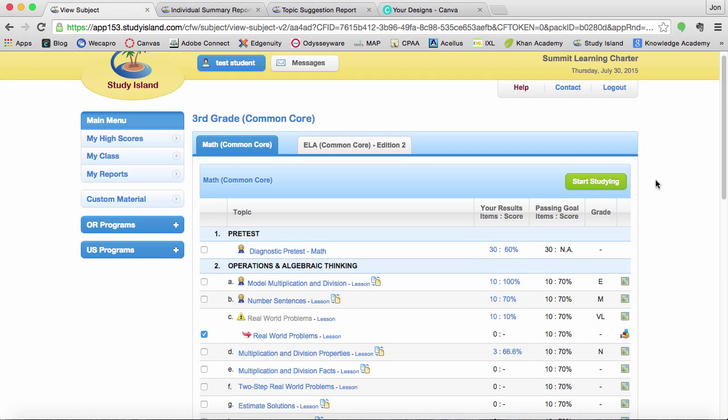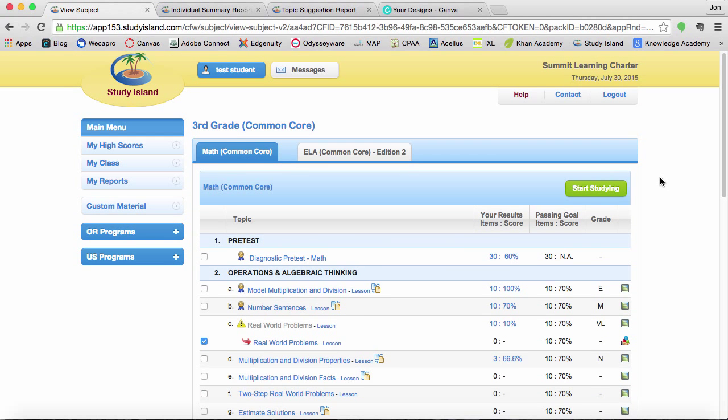And keeping in mind that Study Island is a great supplemental tool, but it is not a full math or full language arts curriculum in and of itself. It's designed to really complement and help build practice and fluency for your student. All right.